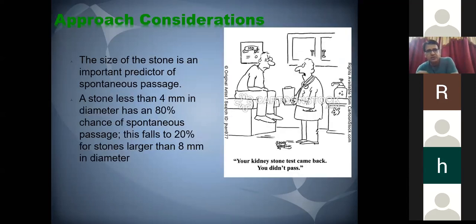When you decide on spontaneous passage of the stone, especially for ureteric stones, you think about the size of the stone. If it is less than 4 mm, there are high chances, around 80%, that the stone will pass down. If it is more than 8 mm, there are very few chances that the stone will pass, because it is hard for it to travel down the ureter and go beyond the ureterovesical junction.